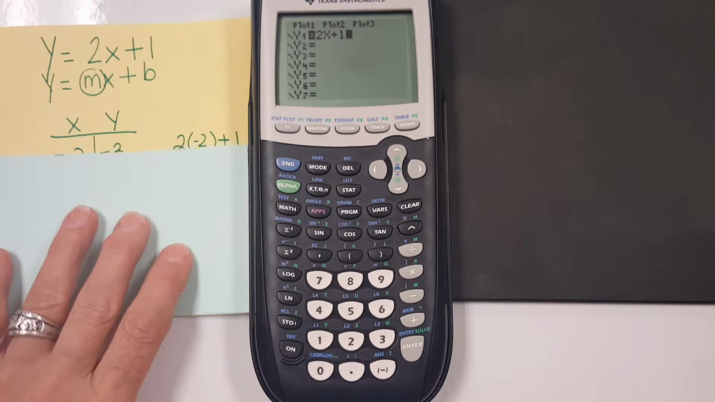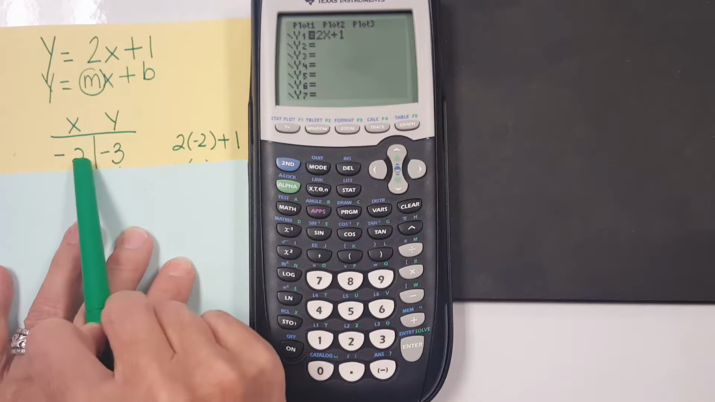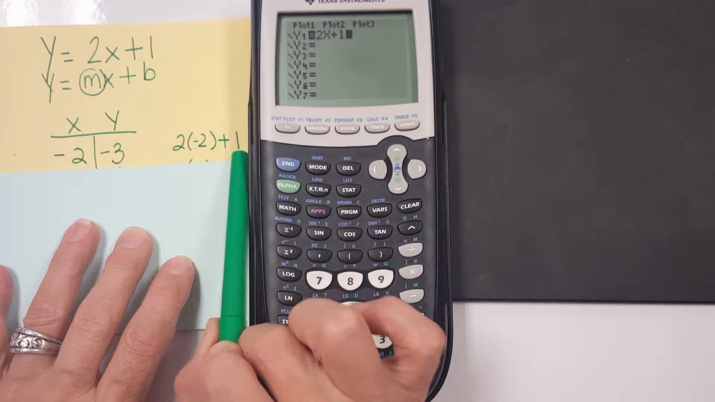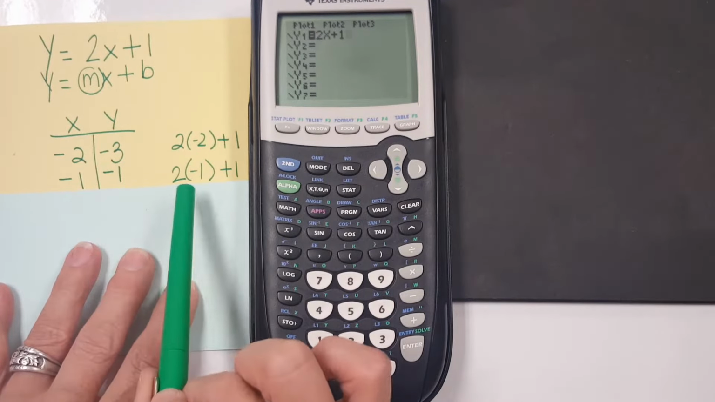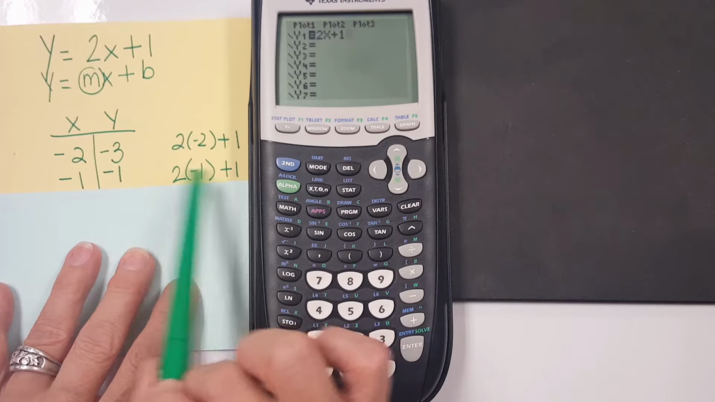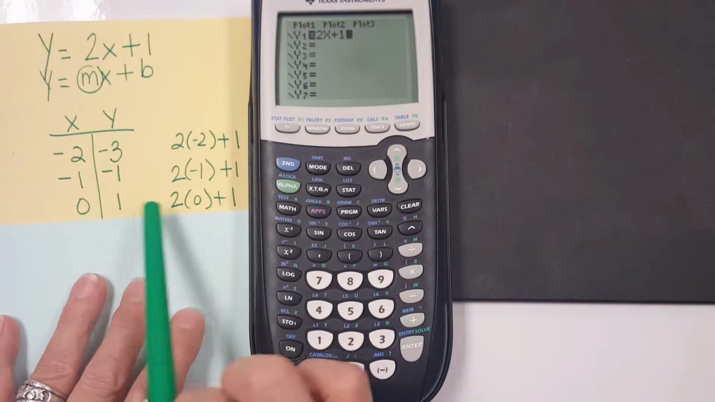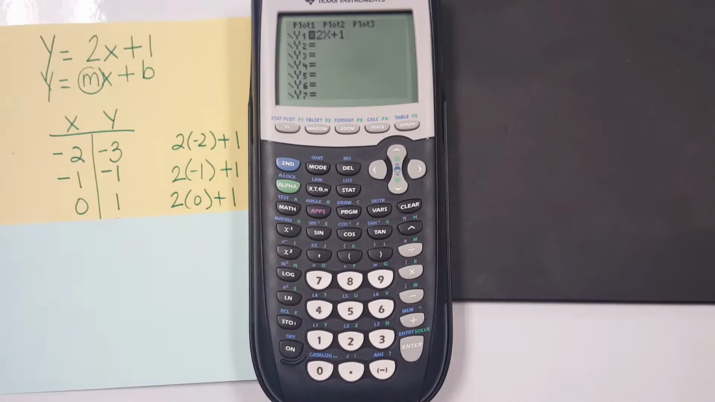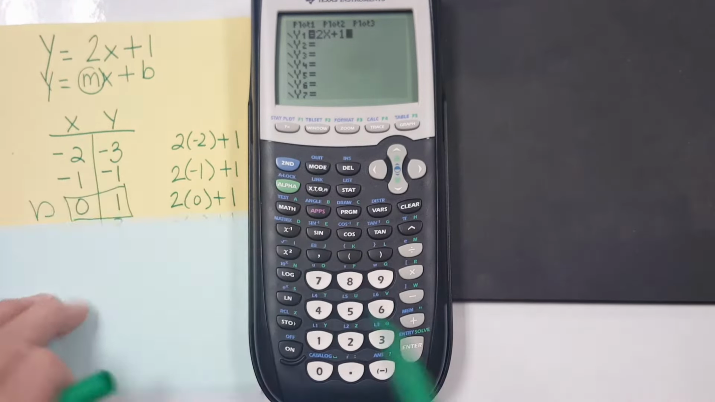And the cool thing about this is when you were in 7th grade, your teacher might have said, make a table. So she said, use these values. So when x was negative 2, I had to do 2 times negative 2 plus 1. I discovered it was negative 3. When x was negative 1, 2 times negative 1 plus 1, turns out it's negative 1. When x is 0, 2 times 0 plus 1 is 1. By the way, that is the y-intercept. This is your b.